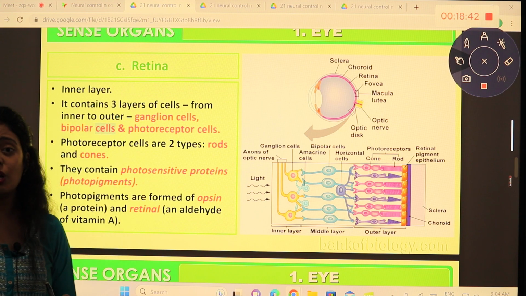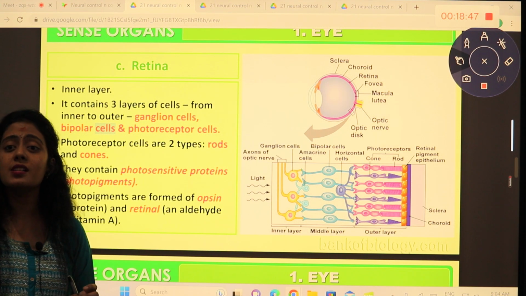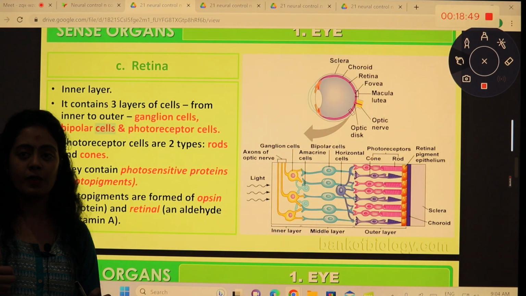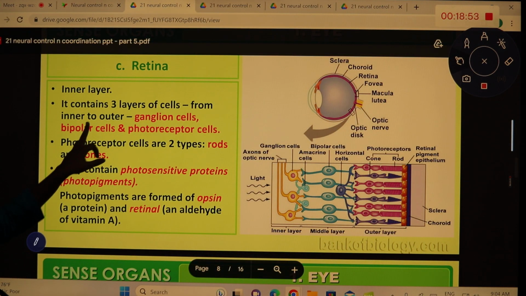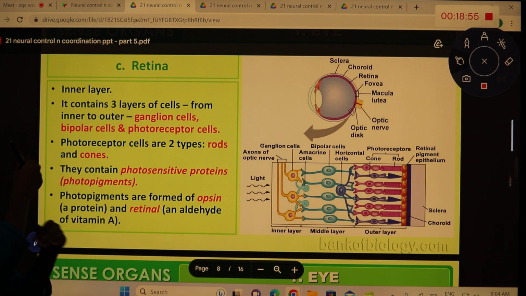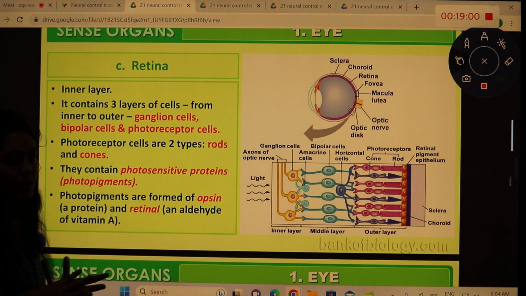Okay, so you have visual memory. We all can remember the movie which we saw so many years ago. Why? Because there is something called visual memory. Okay, yes. So it contains 3 layers of cells, okay, from inner to outer. So inner ganglion cell, middle bipolar cell and outer photoreceptor cell.